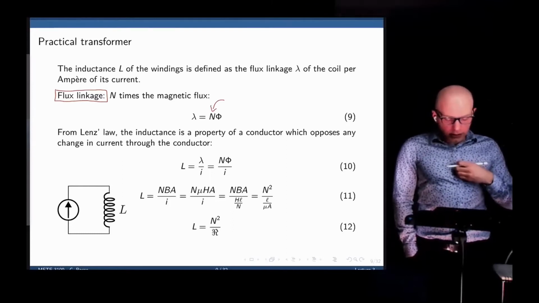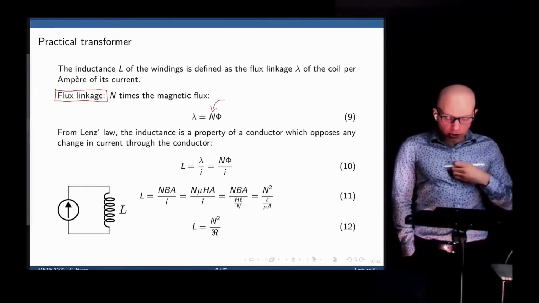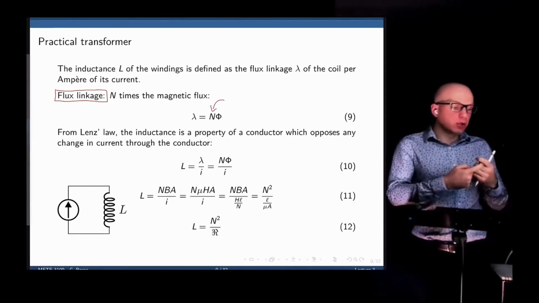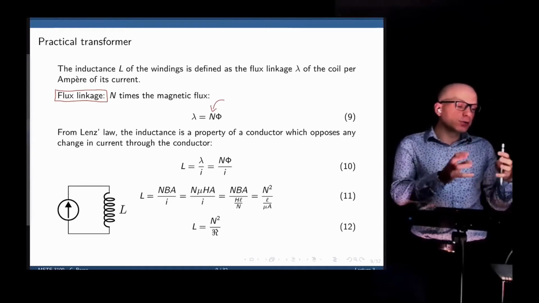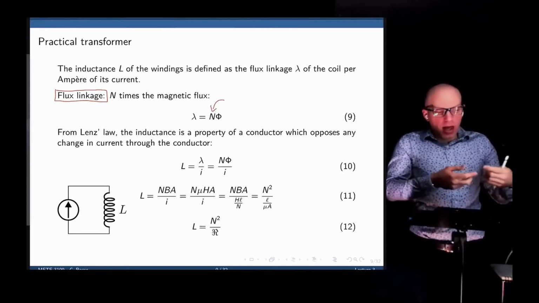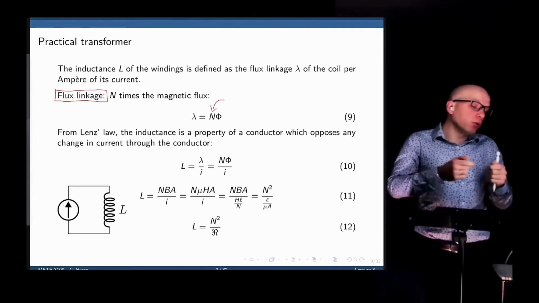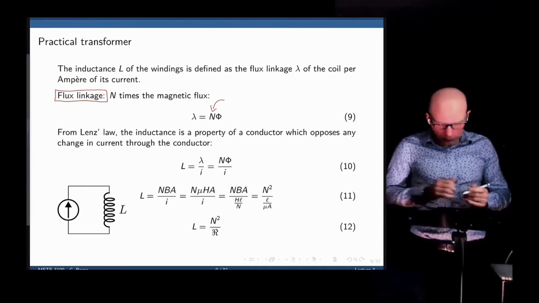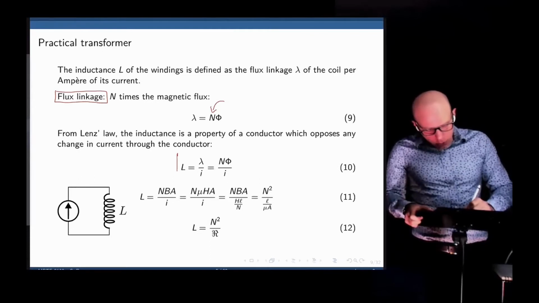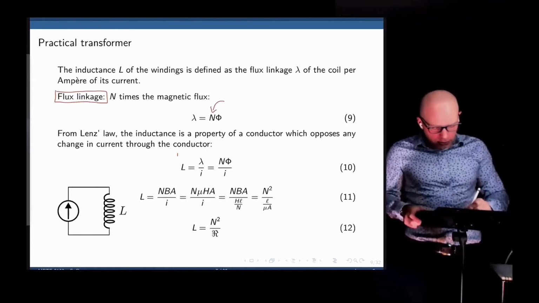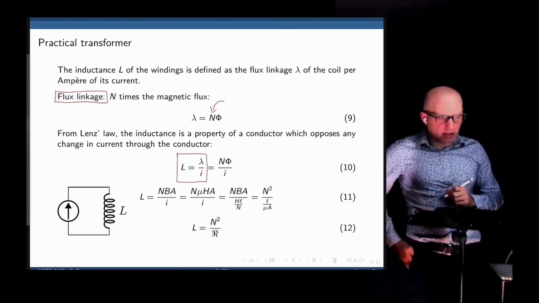From Lenz's law, the inductance is a property of a conductor which opposes any change in the current through the conductor. It makes sense. In a winding, we pass a current through the conductor that creates a magnetic field. That magnetic field doesn't like changes, because the change in the magnetic field creates its own current in the inductor. And that current opposes the originating magnetic field. That's the whole definition of an inductor. So we can define the inductance as the quantity that opposes changes in the magnetic field. And an easy relation to keep in mind is magnetic flux linkage divided by the current.